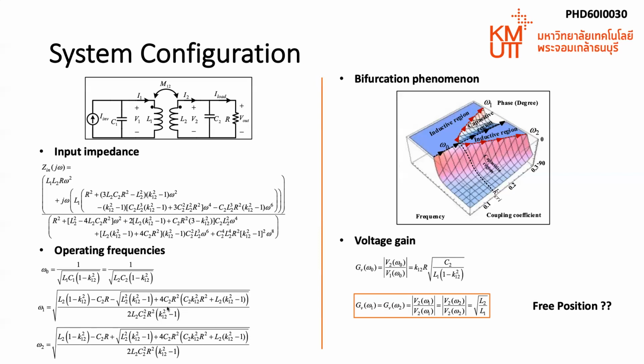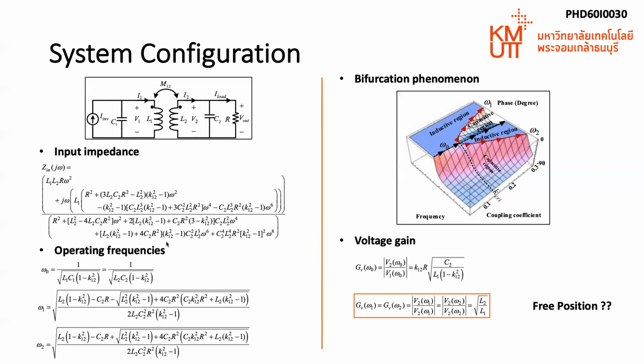Since parameters vary, they can turn from complex to real numbers. For example, in these figures with coupling variations, when the coupling increases above the limit, the critical coupling, the operating frequency splits from omega 0 into omega 1 and omega 2 in the red line. This behavior is known as bifurcation.